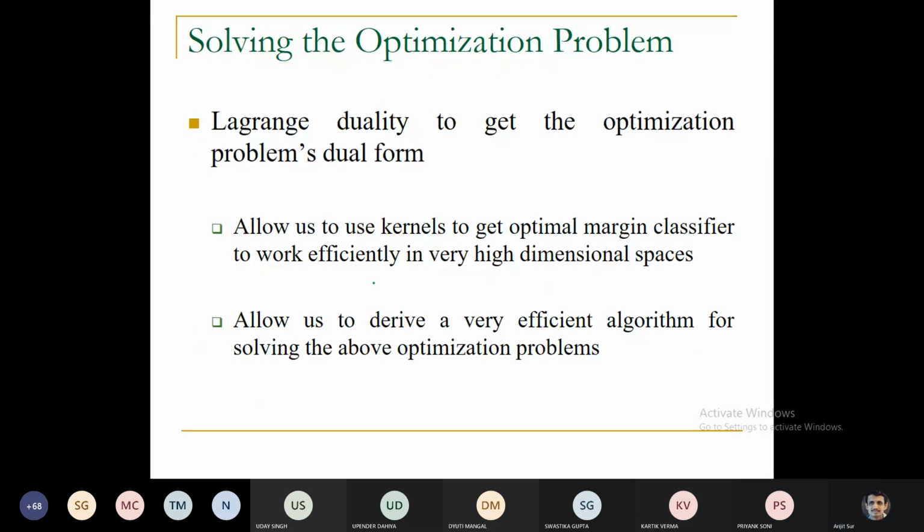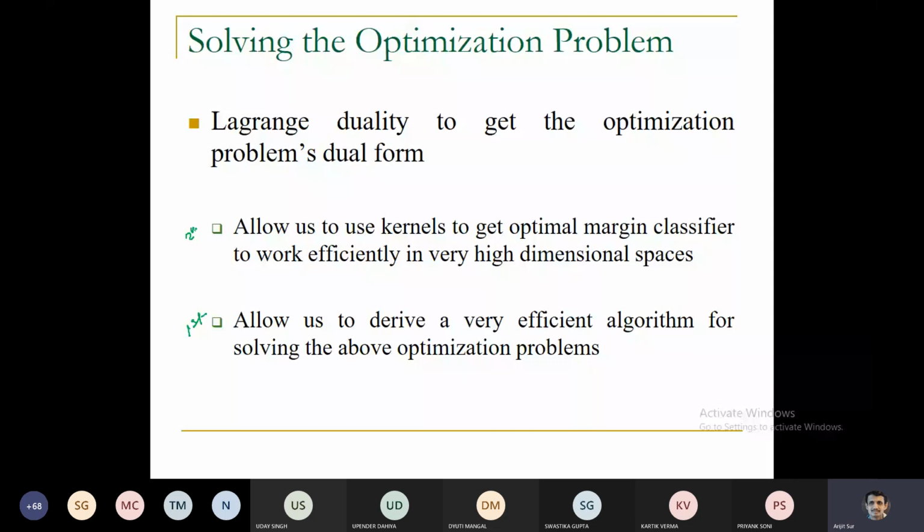But before solving this particular problem of the linear support vector machine, we try to understand what is meant by Lagrangian duality, or Lagrange duality. Lagrange duality gets the optimization problem into dual form. It allows us to use kernels to get the optimal margin classifier to work efficiently in very high dimensional spaces, that we'll see later, and allows us to derive a very efficient algorithm for solving the above optimization problem. So first we'll see this, and then we go for the other.